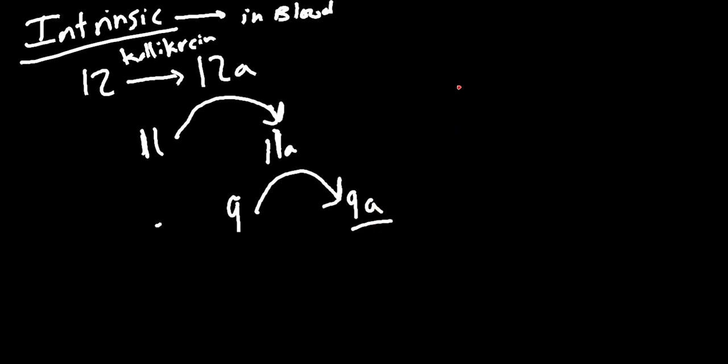However, of note, remember I said factor 8 could kind of be in parentheses. Factor 8 gets converted to 8A separately. Well, 8A is associated with the disease hemophilia. While factor 9 is going to be hemophilia type B, this will be hemophilia type A. I'll go over that in a little bit. However, just note that factor 9 will activate factor 10. I'm going to go back.